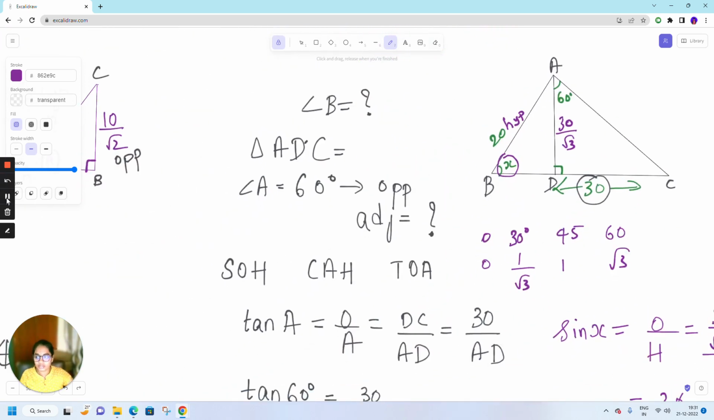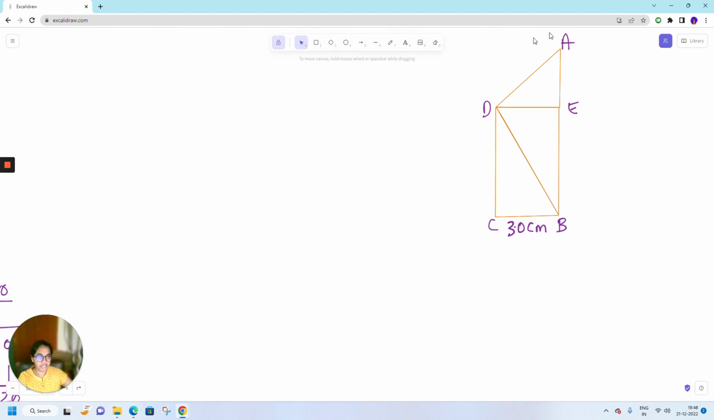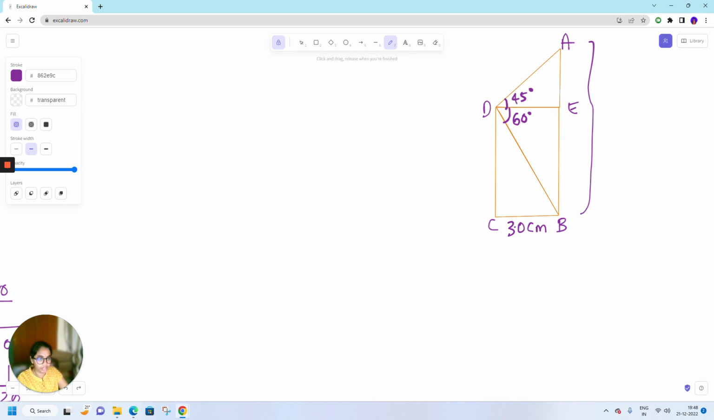Okay. Now, moving on to our next question. For the second one, we have this triangle and a rectangle. They are saying the value of BC is 30 centimeter. The angle at D is 60 degree, and over here for the triangle ADE, it is 45 degree. So they are asking us to find the value of AB.